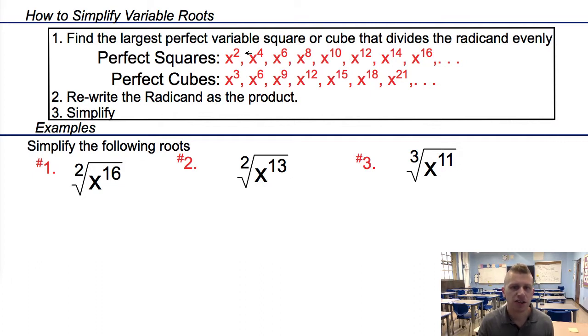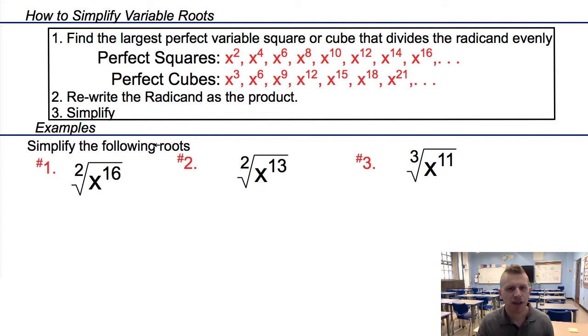What you want to do afterwards is rewrite the radicand as a product. The product is going to contain that perfect square or perfect cube from before. And remember, when you're writing a product for variables, you would add the exponents. You're not going to be multiplying them because if you have variables with the same base and you multiply them, the rule is to add the exponents. And finally, let's simplify. Some of these actually end up being perfect squares or perfect cubes, so there's not much to do. Let's jump right into a problem.